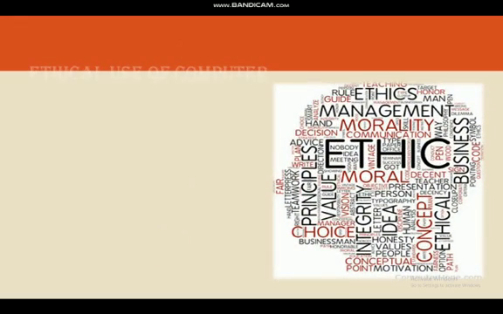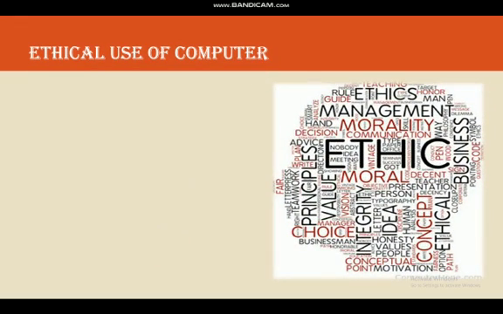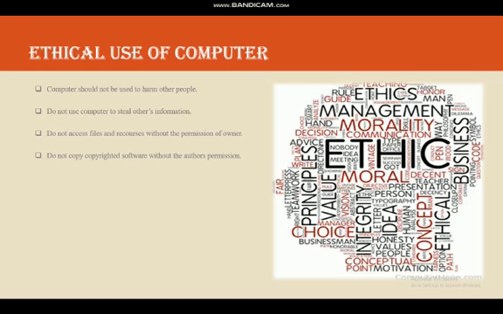The second point is ethical use of computer. While using the computer, we have to take care of all these points. Computer should not be used to harm other people. Do not use computer to steal others' information. Do not access files or resources without the permission of owner. Do not copy copyrighted softwares without the author's permission. What is copyrighted software? We will discuss it further.